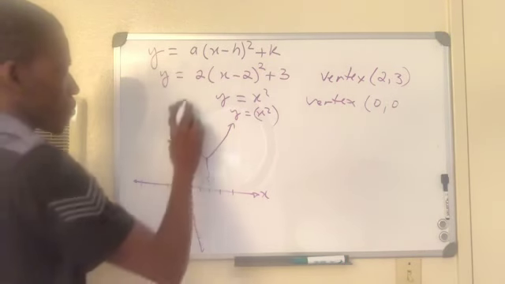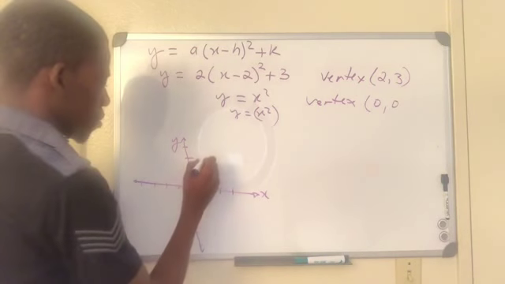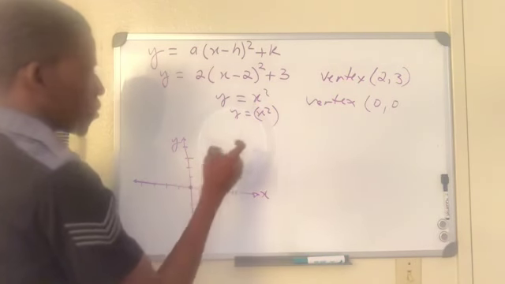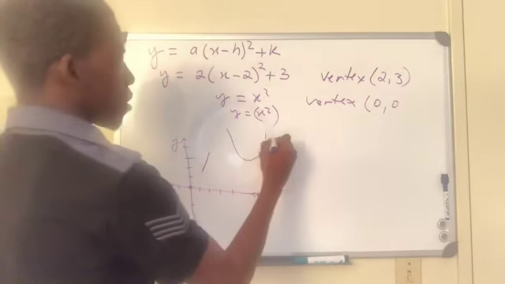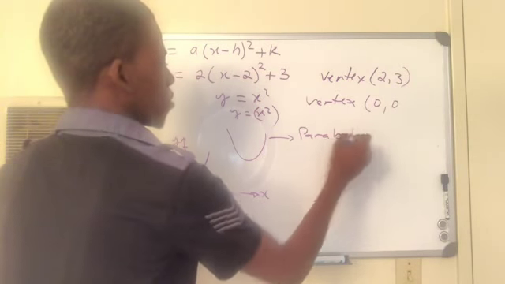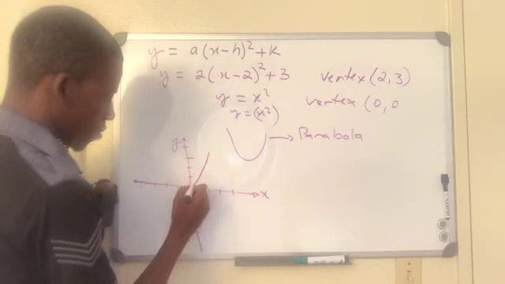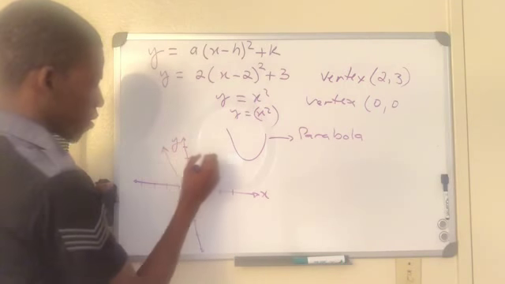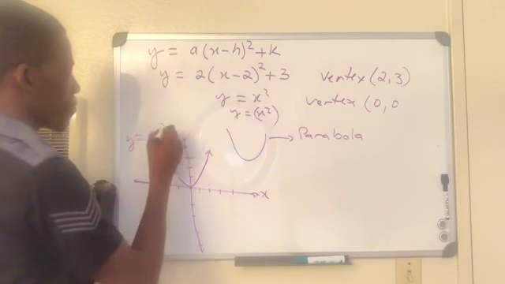So for x squared, we're going to have our parabola. By the way, we call this U shape a parabola. Parabola, that's the fancy name for it. This would be our shape for y is equal to x squared.